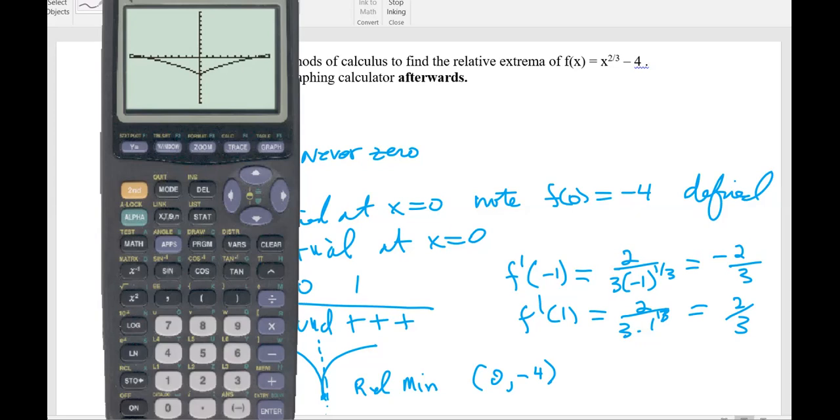Okay, so what we're interested in is what happened right in here at that critical number when x is 0. And let's just do a little zoom in there. Okay, make sure we're right in there. Okay, let's try that. And that wasn't a very good shot, so let's try that again.